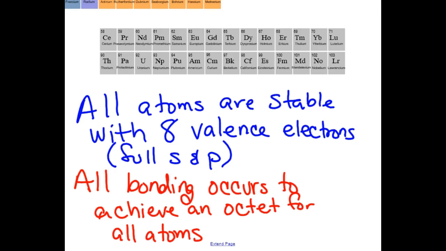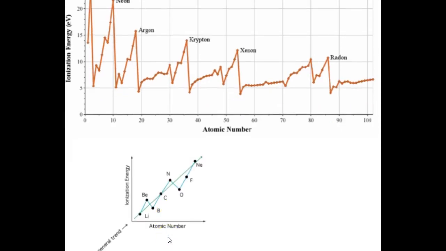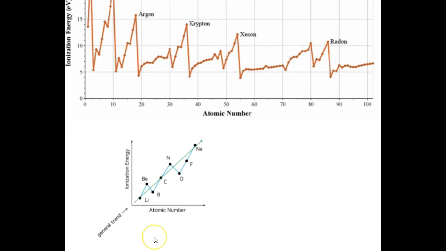We also, in honors, talked about some anomalies in your trends. So here's an example of that first ionization energy graph. And a zoomed in different version of that graph would be here. So just remember that full sublevels have a special level of stability, and also half-full sublevels, such as nitrogen, which has those 3 unpaired p electrons.